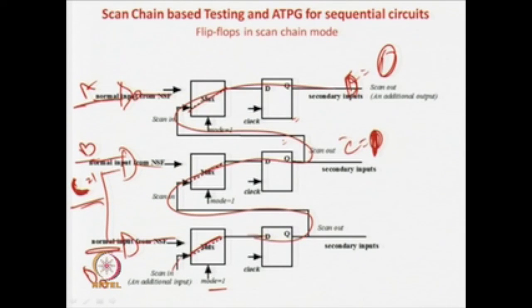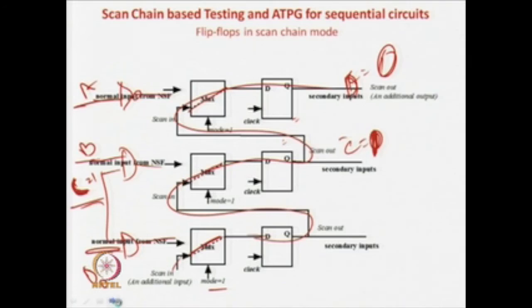It is very important to observe that a chain has been developed not by using any extra flip flops. Again I repeat, not by using any extra flip flops. It has been obtained by using the flip flops which were already there in the circuit, by additionally adding some extra muxes. That is the only thing he has added. So, now you make mode equal to 1, so you get the chain connected.